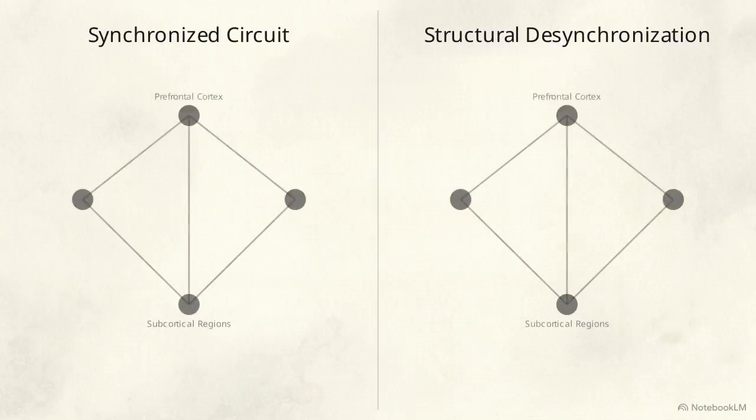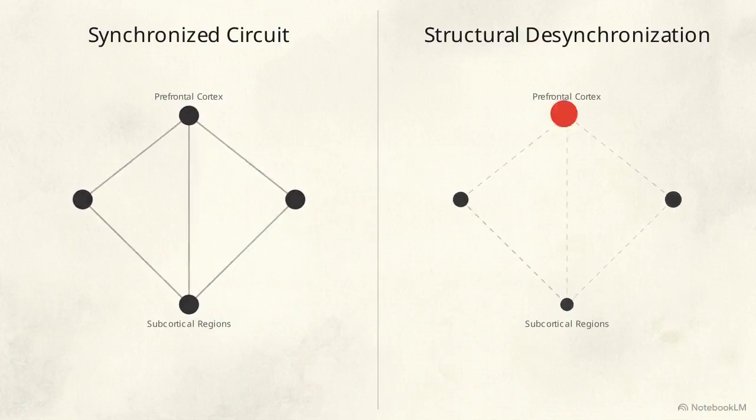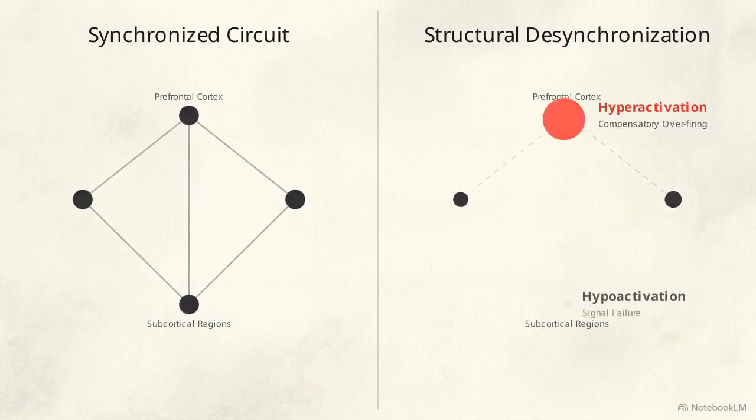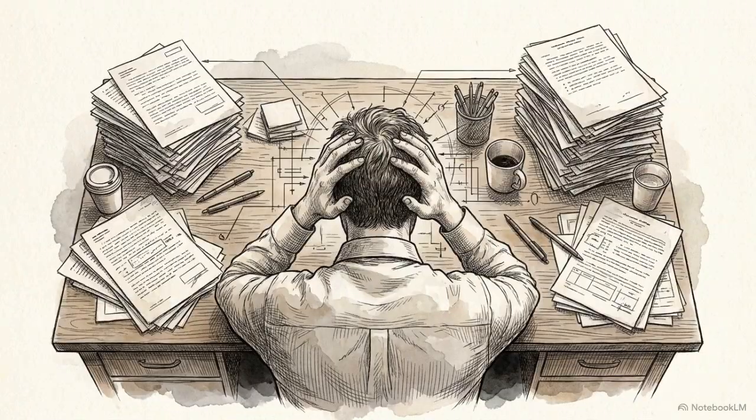This split screen illustrates structural dysynchronization. On the right, healthy loops fracture into disorganized asynchronous activity. Sometimes this presents as hyperactivation, nodes firing violently to compensate. In contrast, other networks exhibit hypoactivation, where critical nodes fail to register any activity at all. Whether the network is overfiring or failing to fire, the result is the same: the immediate collapse of goal-directed behavior.